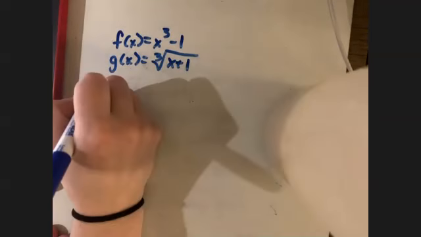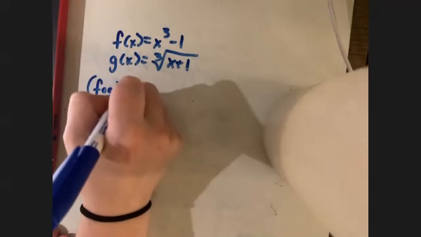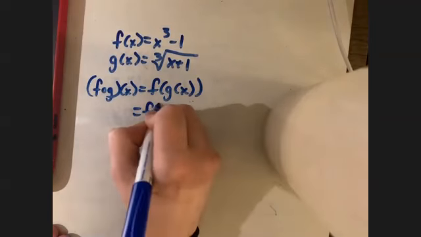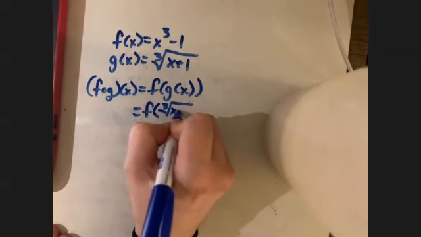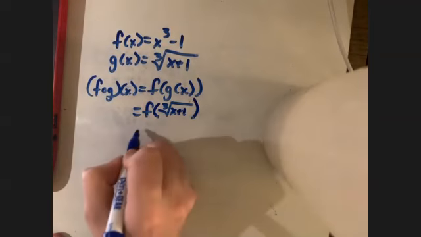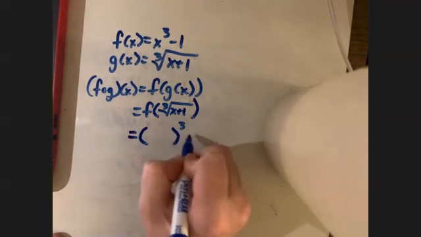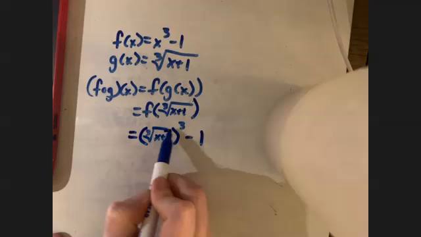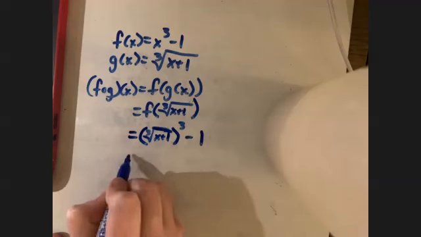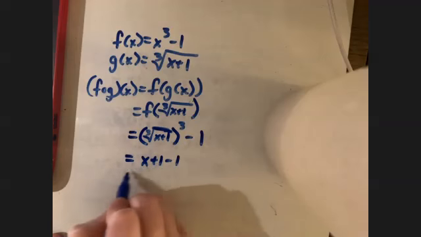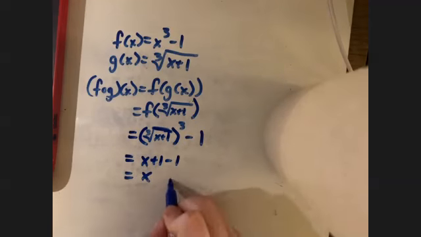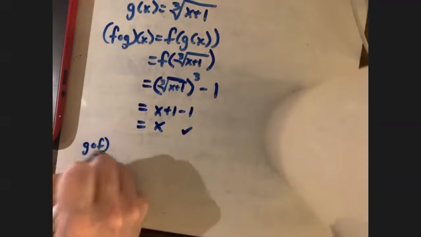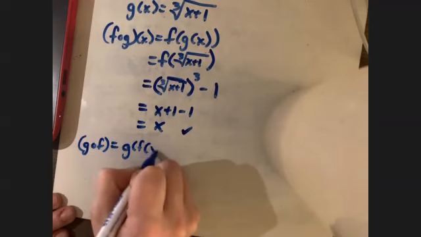we're going to do f composed with g of x, that is f of g of x. I'm going to replace the g of x on the inside and put this in. Because this cube root is over all of this, the cube and cube root are going to cancel each other out. That's going to leave me x plus 1 minus 1, which is x. So that's a good first step. Just because it works the first time does not automatically mean it's going to work the second time, so you do need to check the other direction.